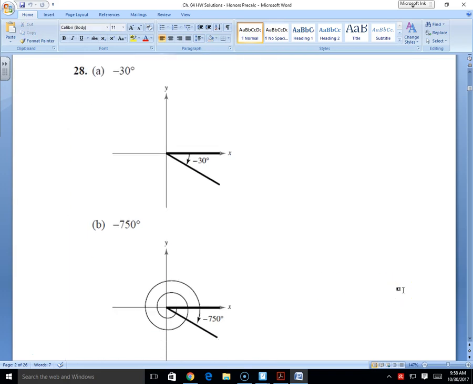Anybody with cups, take a quick second, a quick pause of sketching. Check your 28A and B if you have not yet already. Good? Okay.